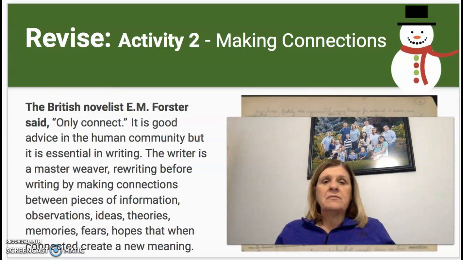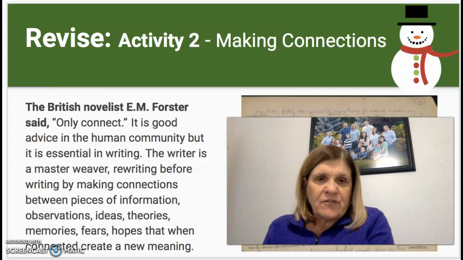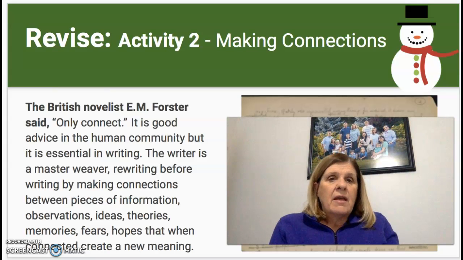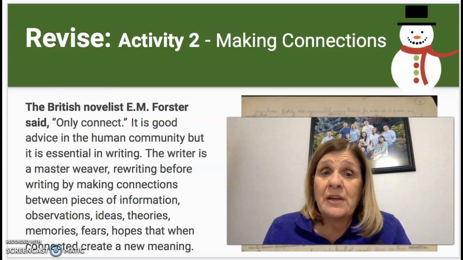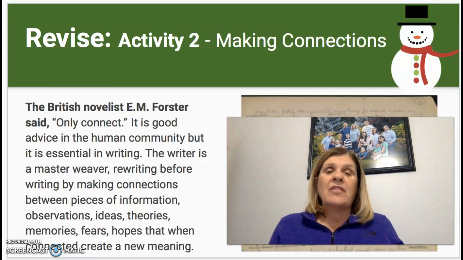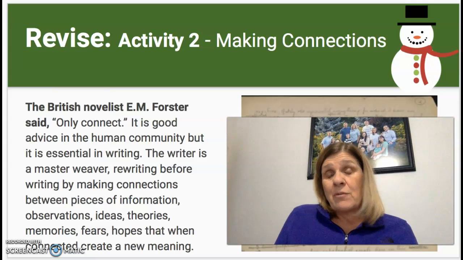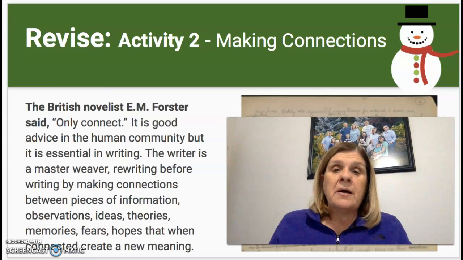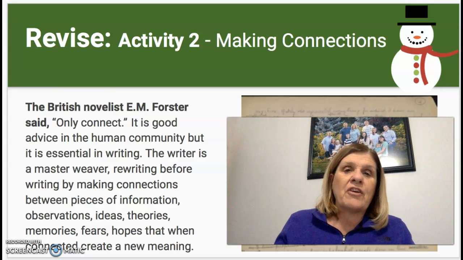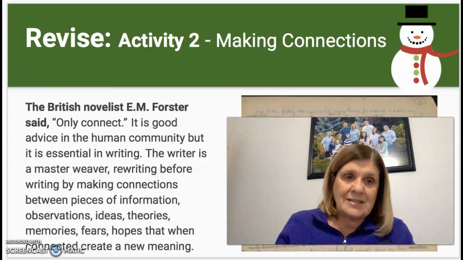The second one, this is E.M. Forster, a famous novelist from England, and he said that it's good advice in the human community, but it's essential in writing. Make sure that what you are saying connects with your reader. That's why the broken arm story never really works as a good story for other people to read, because they don't really connect to that same broken bone. Just make sure that there is this universal aspect to what you are saying in your essay.